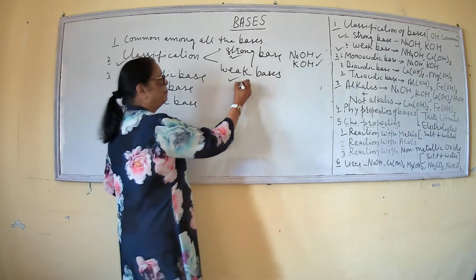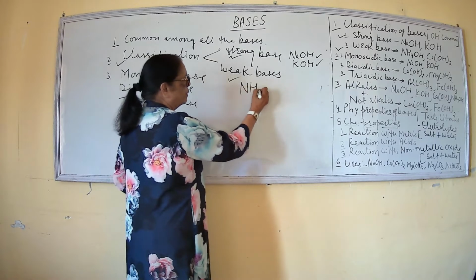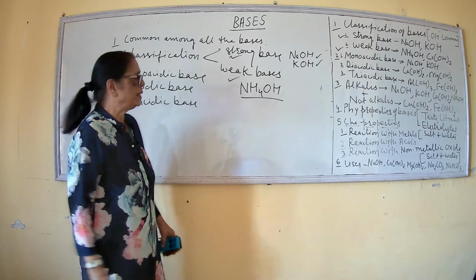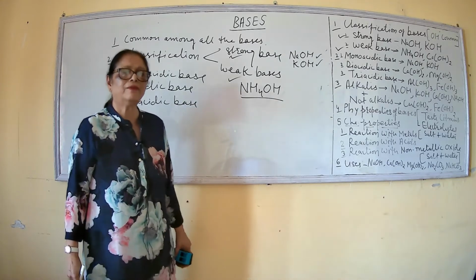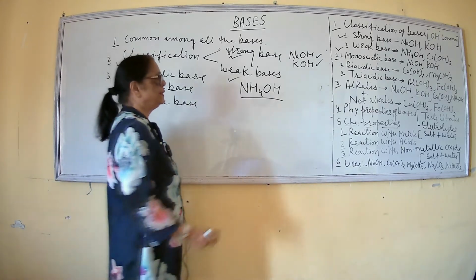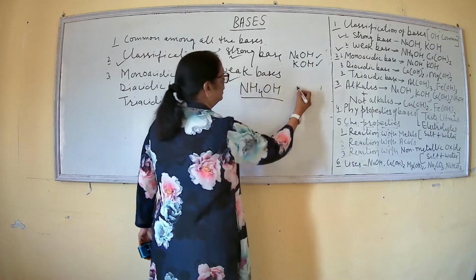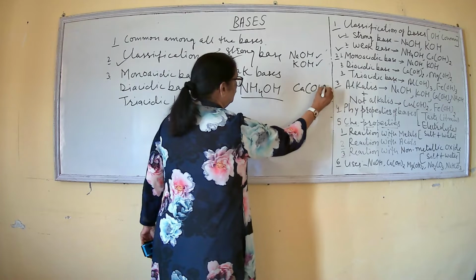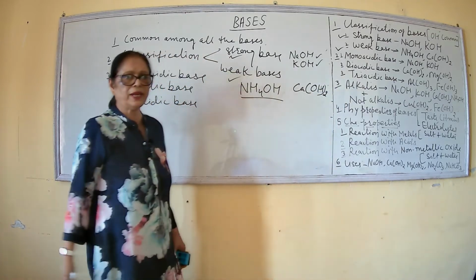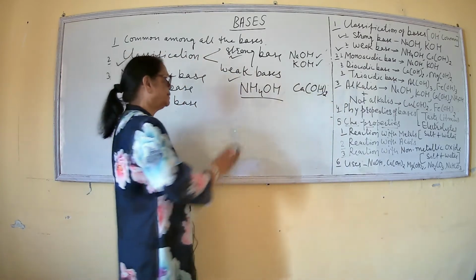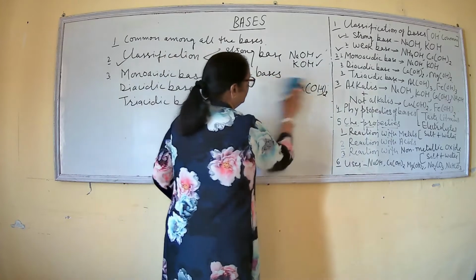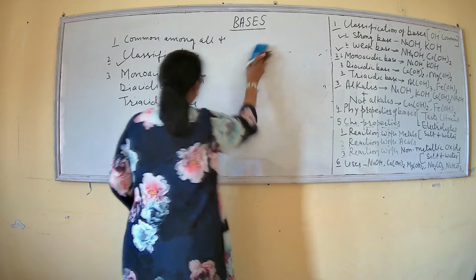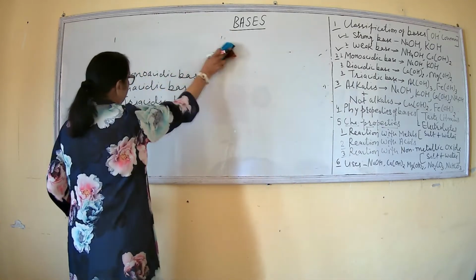For weak bases also we have some common examples. Ammonium hydroxide, this base is known as ammonium hydroxide. It is a very weak base. For example, we have Ca(OH)2, calcium hydroxide. This is also an example of a weak base. So this is one way to classify the bases.